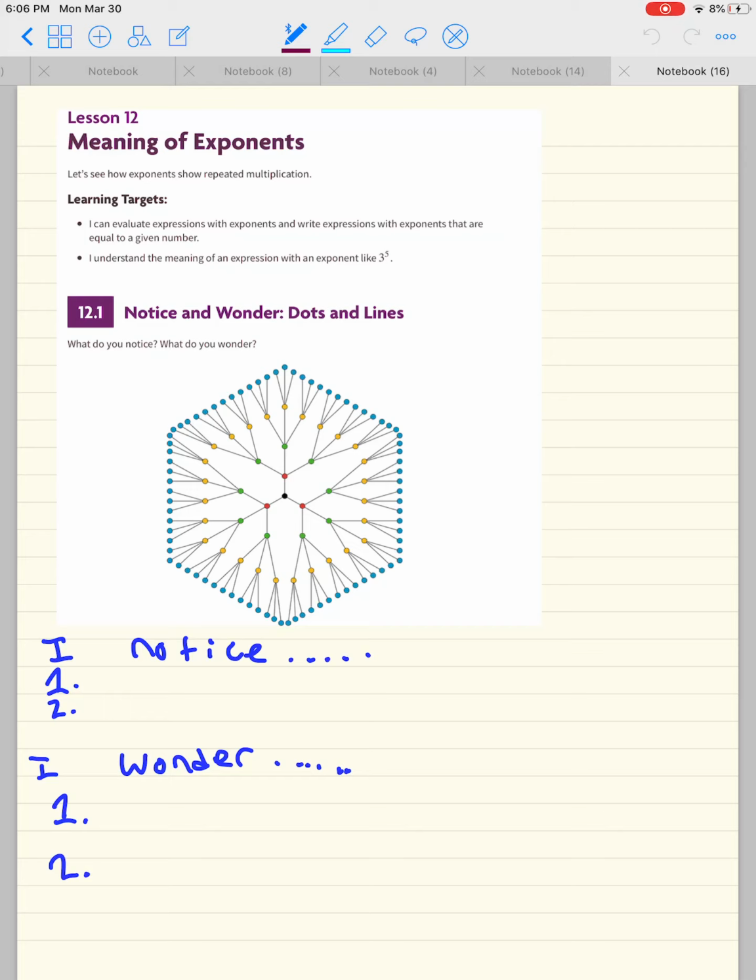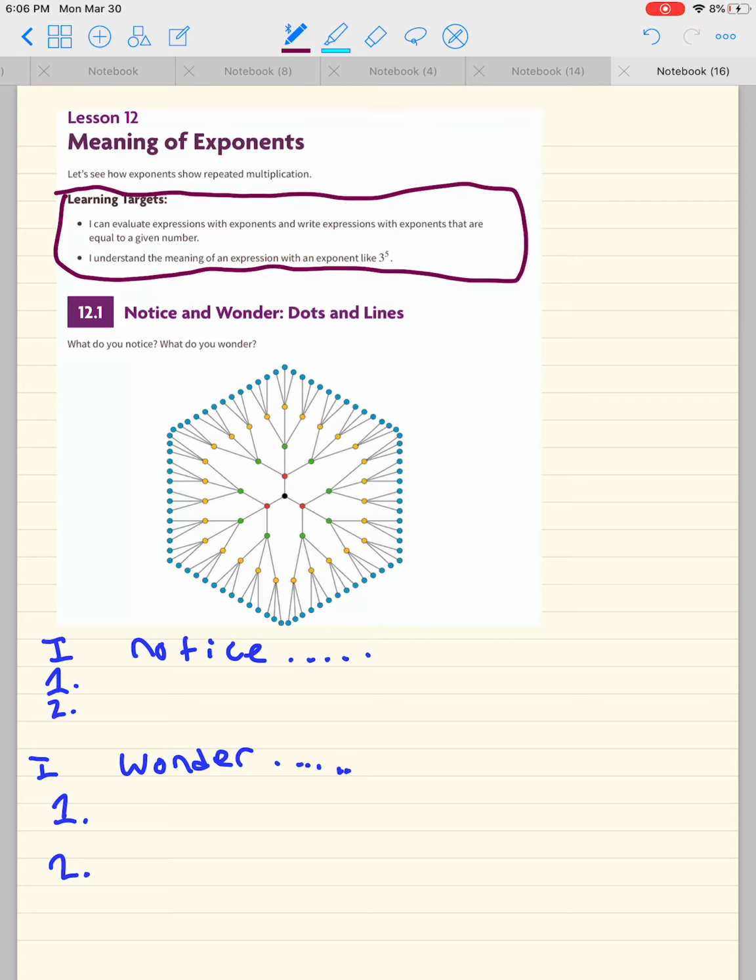This is the beginning of another subunit, the last subunit we're going to do for unit 6. Lesson 12 is on the meaning of exponents. So let's look at our learning targets. I can evaluate expressions with exponents and write expressions with exponents that are equal to a given number. And I understand the meaning of an expression with an exponent like 3 to the 5th power.